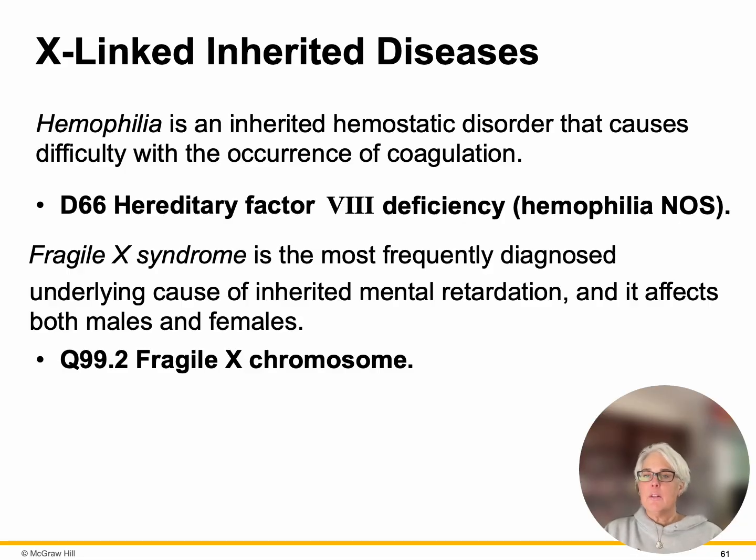These occur when the defective gene is on the X chromosome and often impact males more severely. An example is hemophilia A, coded as D66. This is a hereditary factor deficiency. Another example is Fragile X syndrome, coded as Q99.2. Once again, my main objective as a coder is to pick the correct disease code, but also use Z codes to capture carrier status and family history if they're documented and if it's relevant.